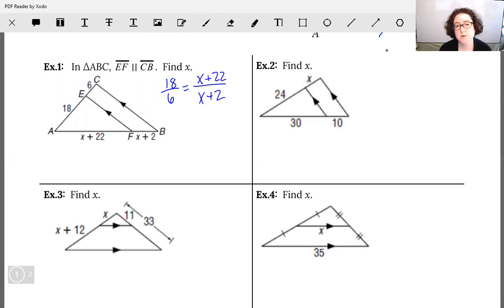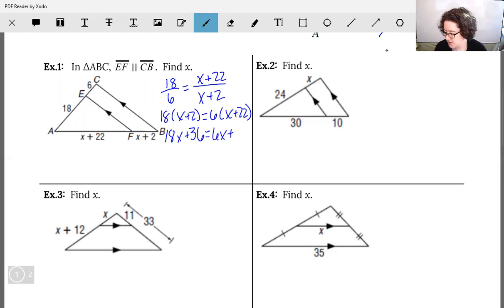And then we're going to approach this the same way we did before, which is just cross multiply and solve. So we'll have an 18 times x plus 2 and a 6 times x plus 22. So multiplying that out, I'm going to have 18x plus 36 and a 6x plus, let's see, 22 times 6 gives me 132. All right, combine your like terms, subtract a 6x from both sides. So that gives me a 12x. And then subtract 36 from both sides. Let's see, 132 minus 36 would give me a 96. And then we can divide both sides by 12. 96 divided by 12 will give me 8.